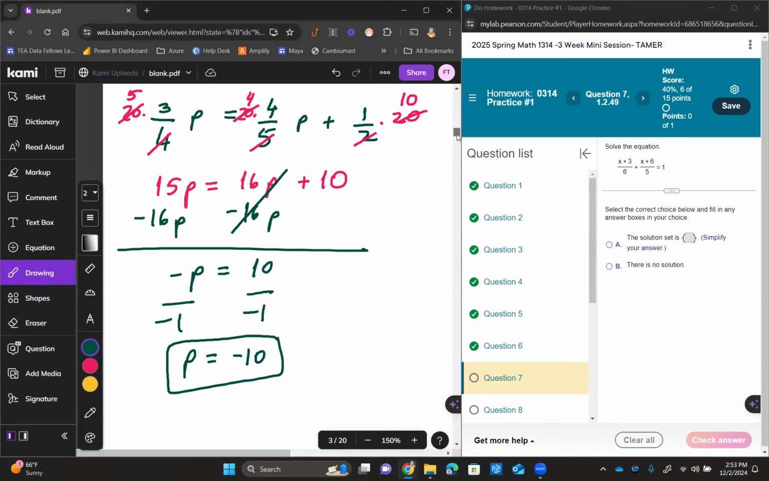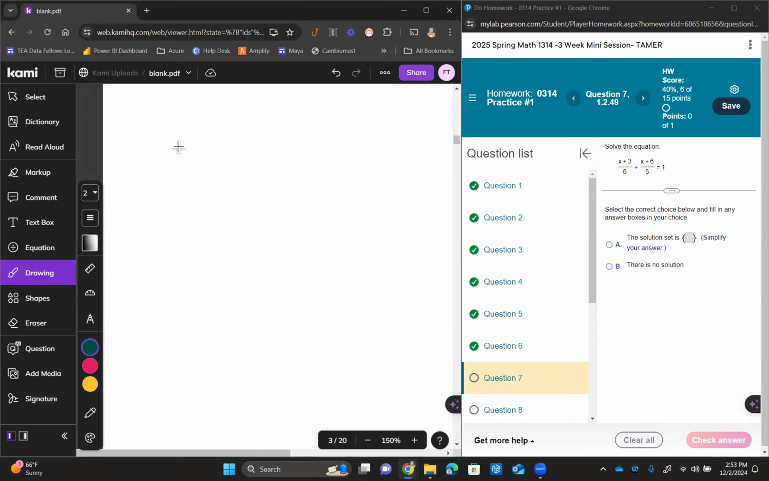For question 7, we have more fractions involved. So we have x plus 3 over 6 plus x plus 6 over 5 is equal to 1. Again, the first thing I do is I check the denominators. This is a 6, this is a 5, and I want to clear both of them. So I need to think about their least common multiple. Their least common multiple is 30. So please make sure that you multiply every single term by 30. So this will be multiplied by 30, and the second term will be multiplied by 30, and then the last number will be multiplied by 30 to be fair.